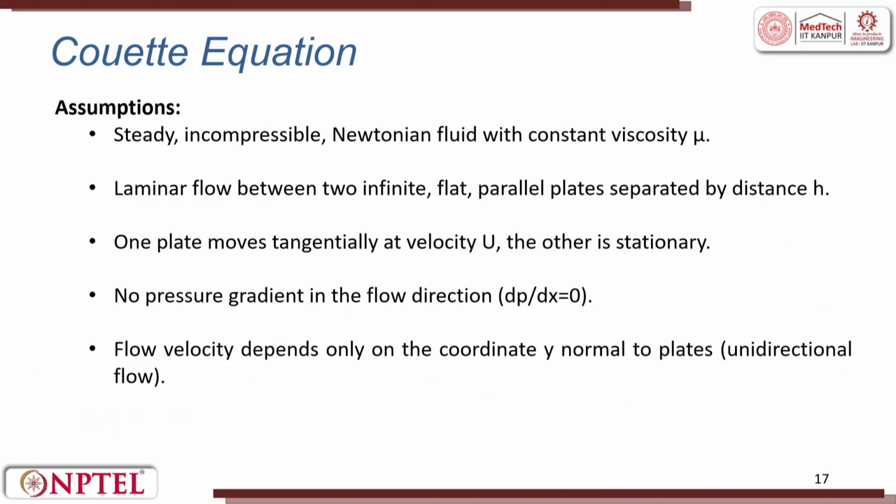So, the assumptions are: the fluid is a Newtonian fluid with a constant viscosity nu, the laminar flow between two finite plates, a flat plate and a parallel plate. One plate moves tangentially with the velocity of U. The pressure gradient dP by dx is equal to 0. The flow velocity depends on the coordinate y normal to the plate.